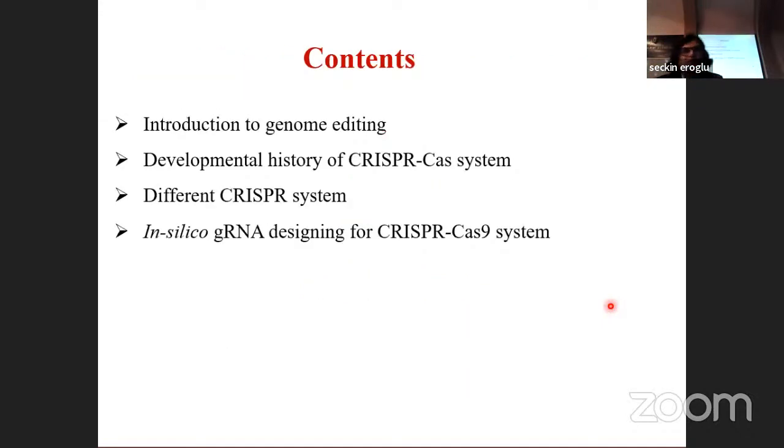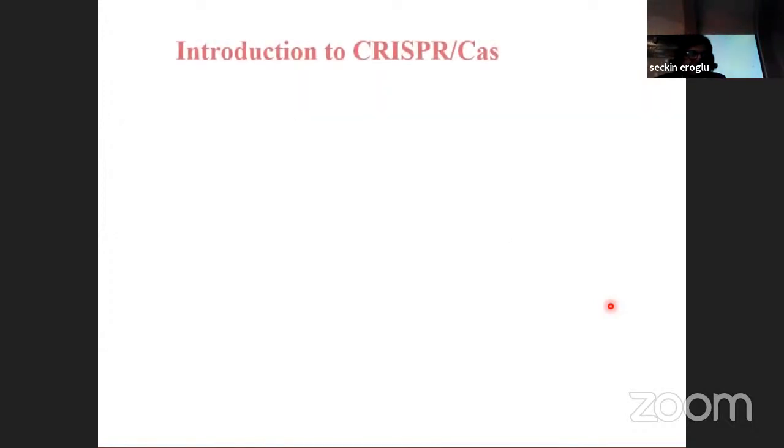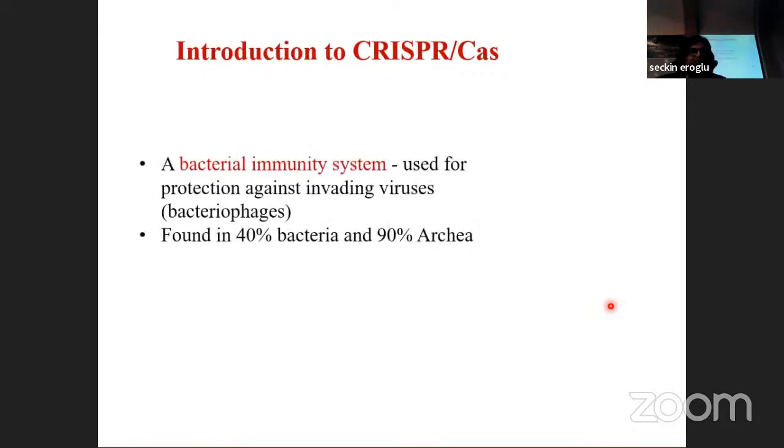So the content, this is not a research topic, it's basic. I'll discuss what is genome editing, because that is required for designing your guide RNA. Then a brief history of CRISPR-Cas system, and then toward the end, we will discuss in silico guide RNA designing for CRISPR-Cas system. CRISPR is a bacterial immunity system first discovered way back in the late 1980s.